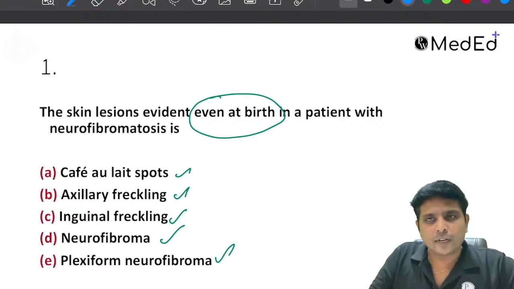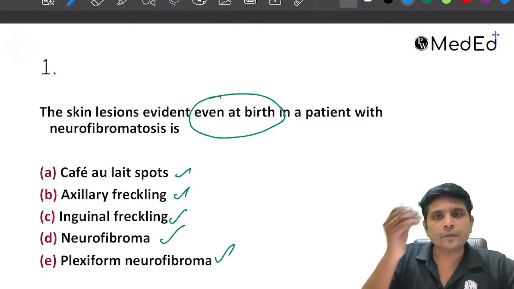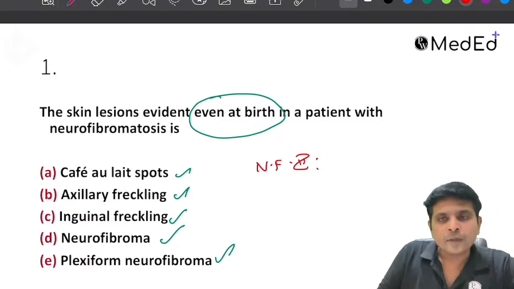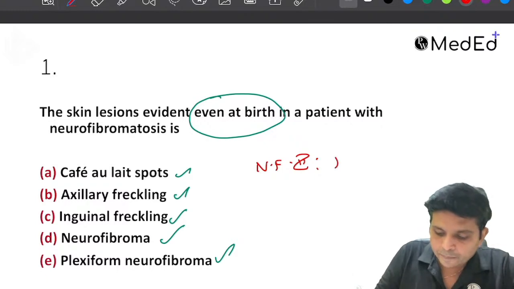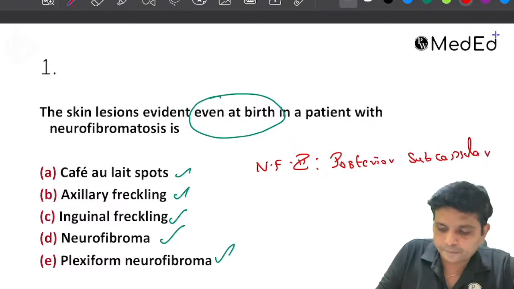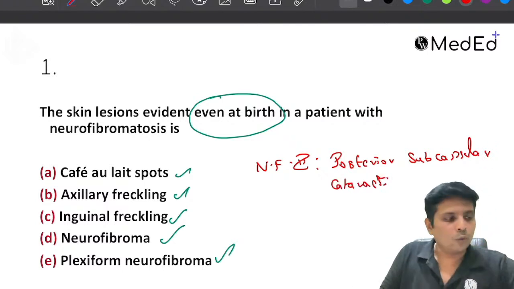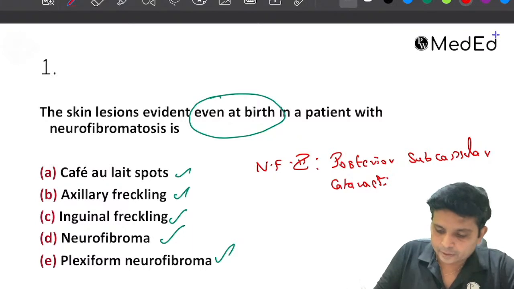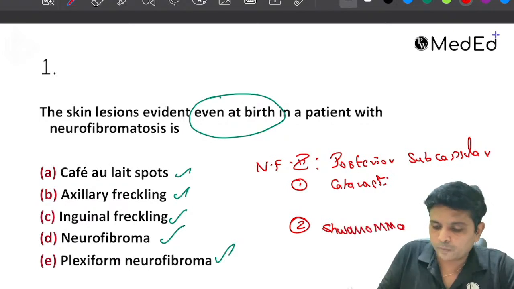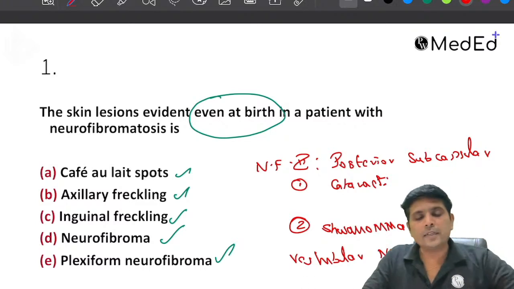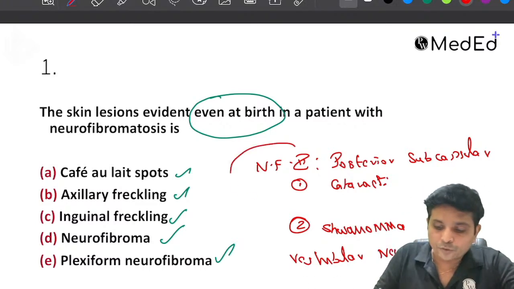Before that, two main questions that we need to know with respect to neurofibroma type 2. Can anyone tell me what are all the lesions involving neurofibroma type 2? In neurofibroma type 2, it is predominantly posterior subcapsular cataract. Second one is schwannoma, or vestibular neuroma. These are the two lesions which occur in patients with neurofibroma 2.